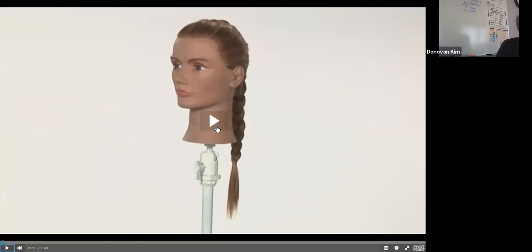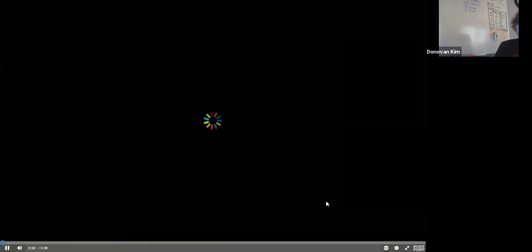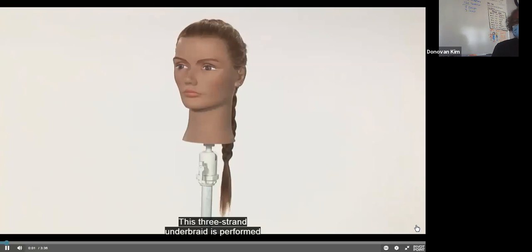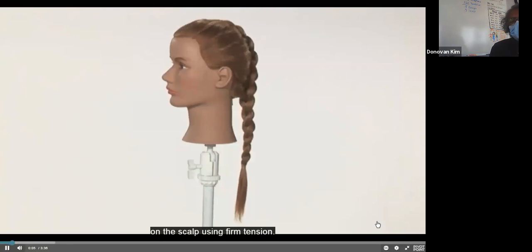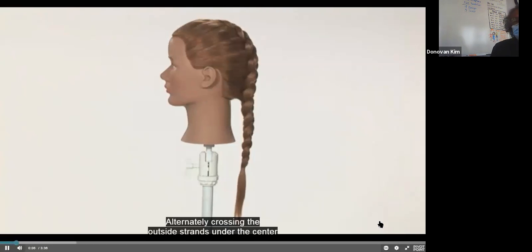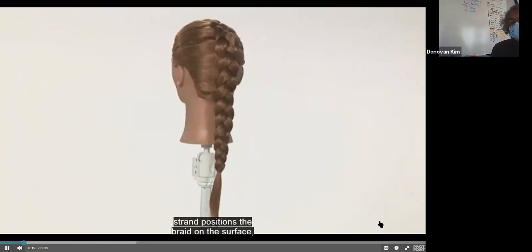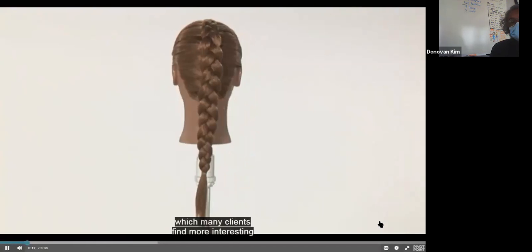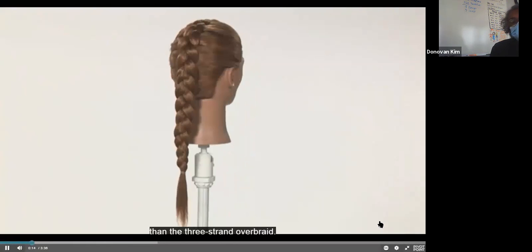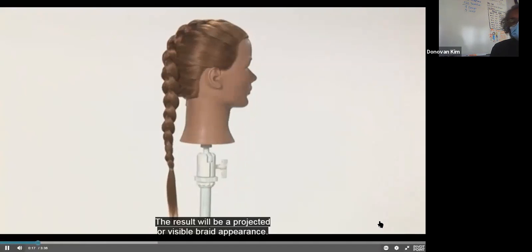Underbraids, it's underneath so that it has more of a smooth appearance. What they're looking for is the overbraid. This three-strand underbraid is performed on the scalp using firm tension. Alternately crossing the outside strands under the center strand positions the braid on the surface, which many clients find more interesting than the three-strand overbraid. The result will be a projected or visible braid appearance.